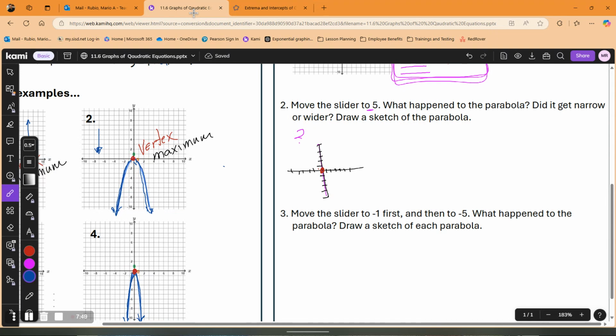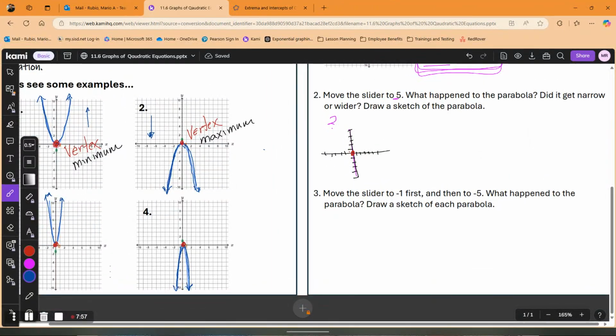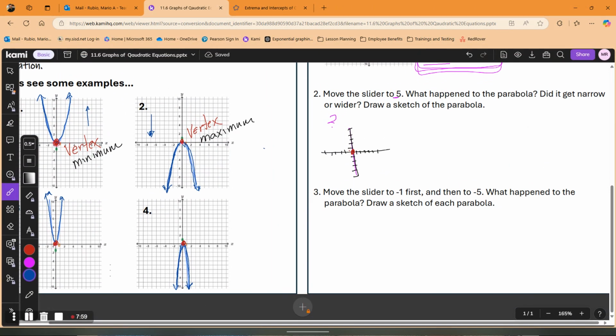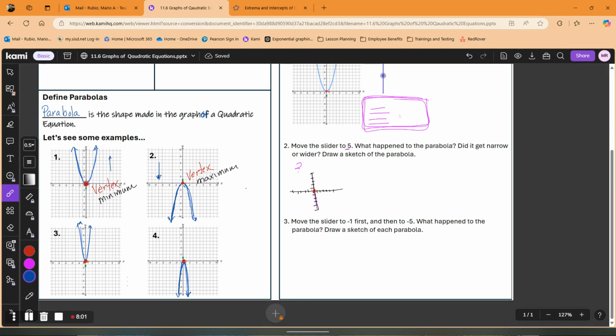Number 3 is move the slider to -1. First, look at your graph, then move it to -5. What happens to the graphs? Draw also a sketch on these, and then I believe that's all the questions for today.